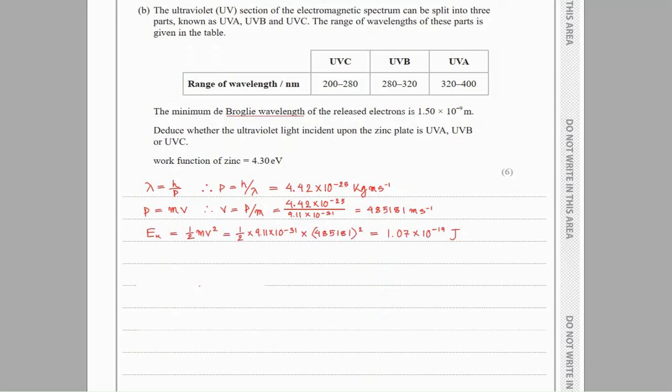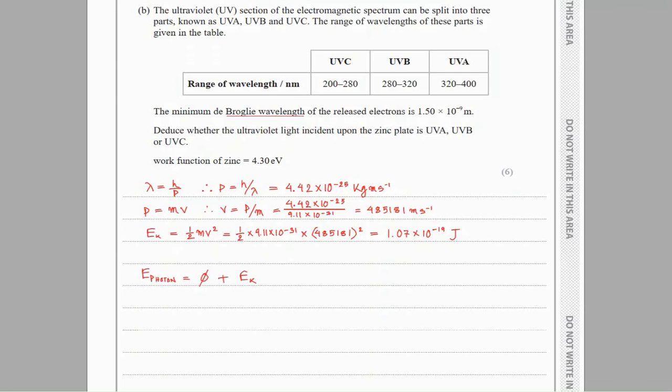So what do I do next? The work function of zinc is given. Do you remember the full equation for the photoelectric effect? The energy of the photon is equal to the work function plus kinetic energy. You have already found out this kinetic energy, and guess what? The work function is already given in the question.